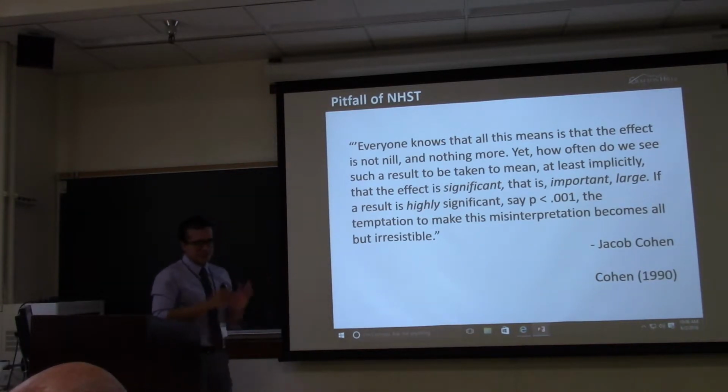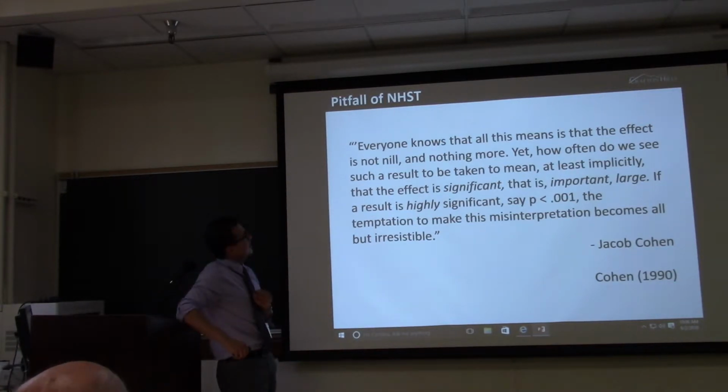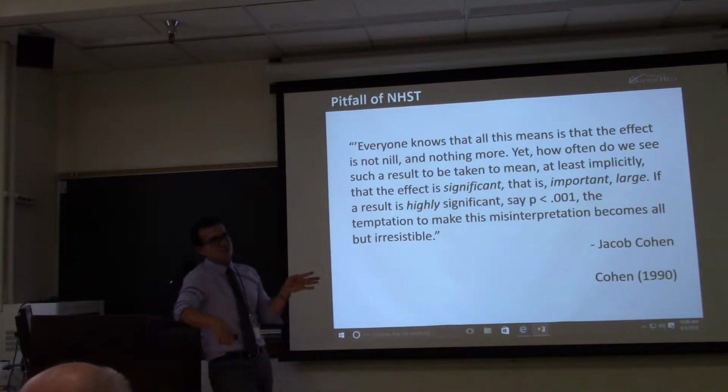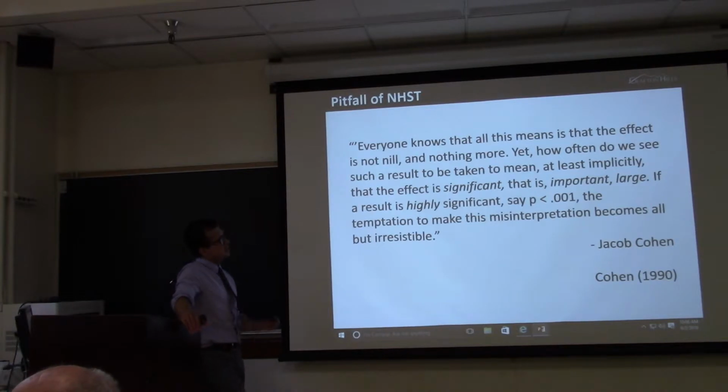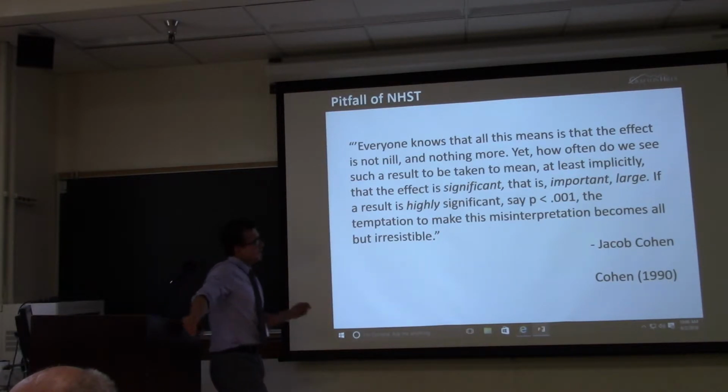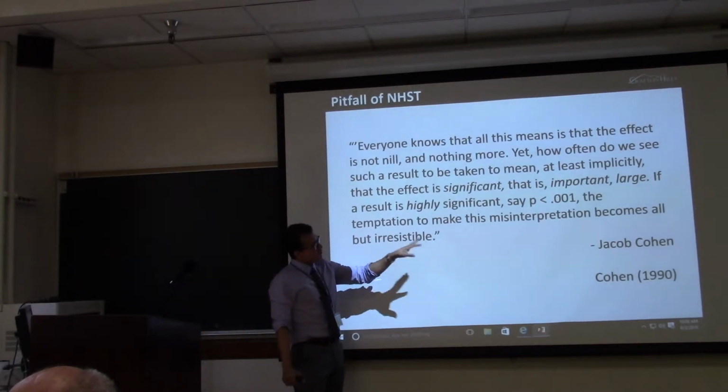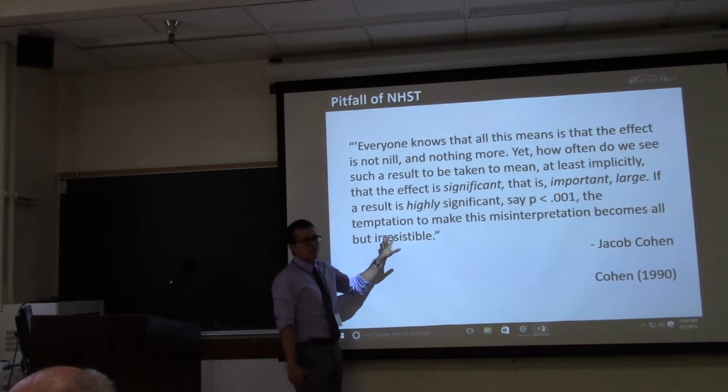This quote, I think, is just one of those classics. I've seen this probably a number of times, but I just think it's one of those classics. This is Jacob Cohen, maybe the most influential statistician in the last 50 years, in reference to statistical significance here. "Everyone knows that all this means is that the effect is not nil and nothing more. Yet, how often do we see such a result to be taken to mean, at least implicitly, that the effect is significant, that is important, large?"